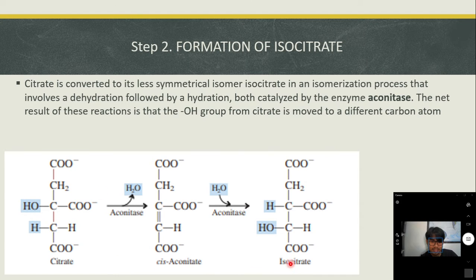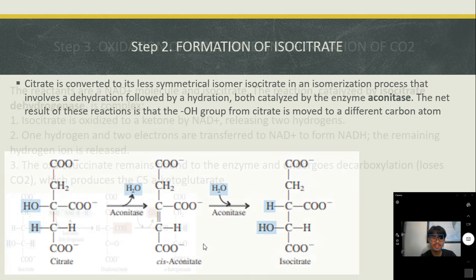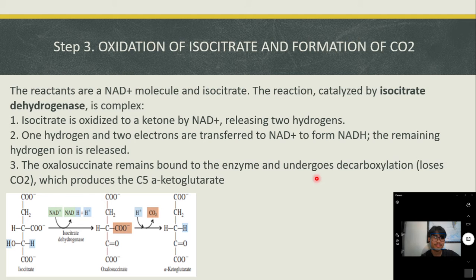while the isocitrate is chiral. And remember that the enzyme aconitase is the enzyme that catalyzes this. So let's proceed to step 3.